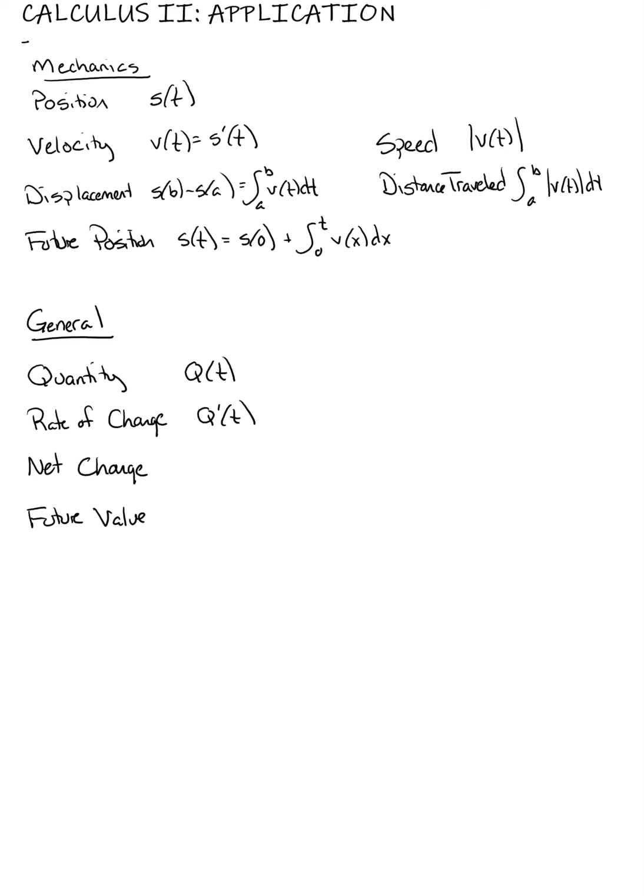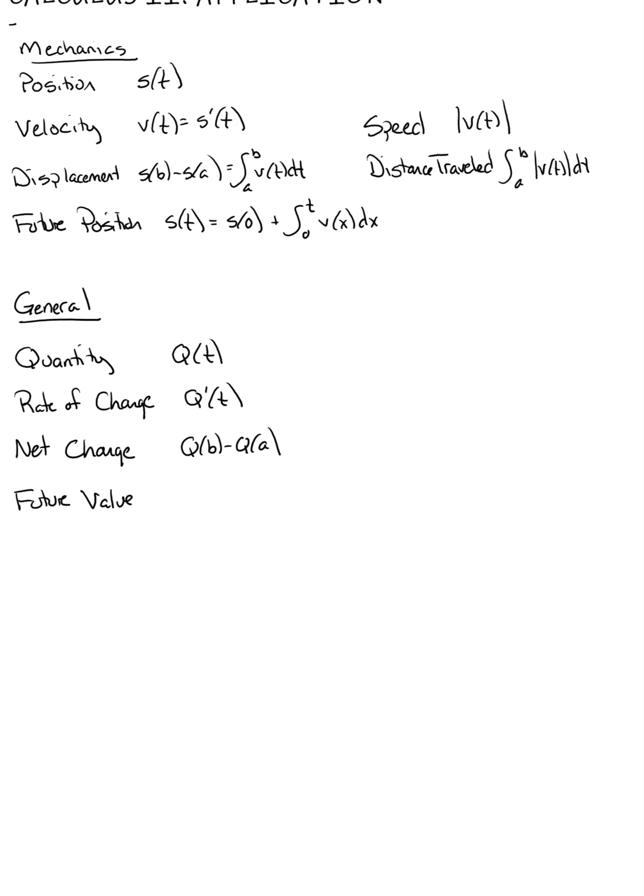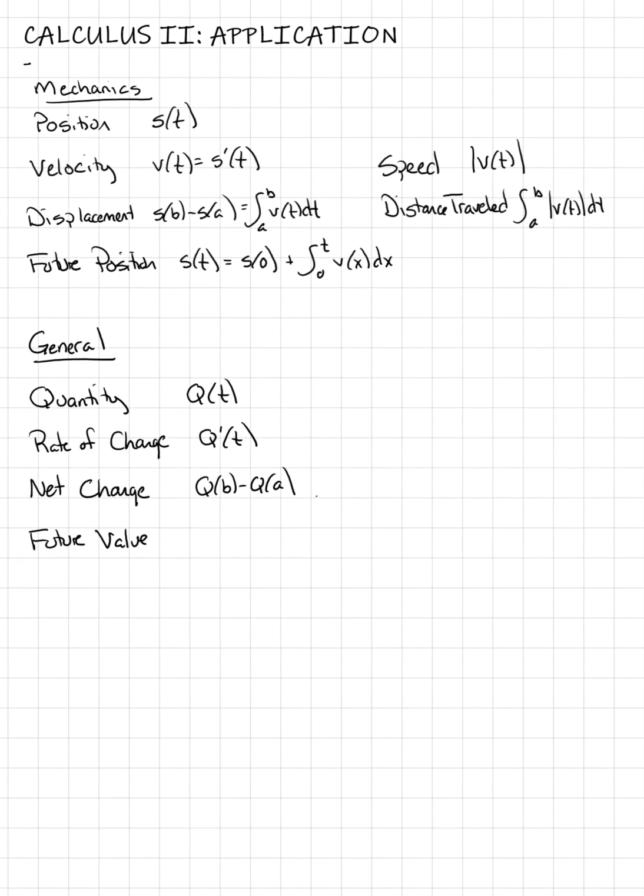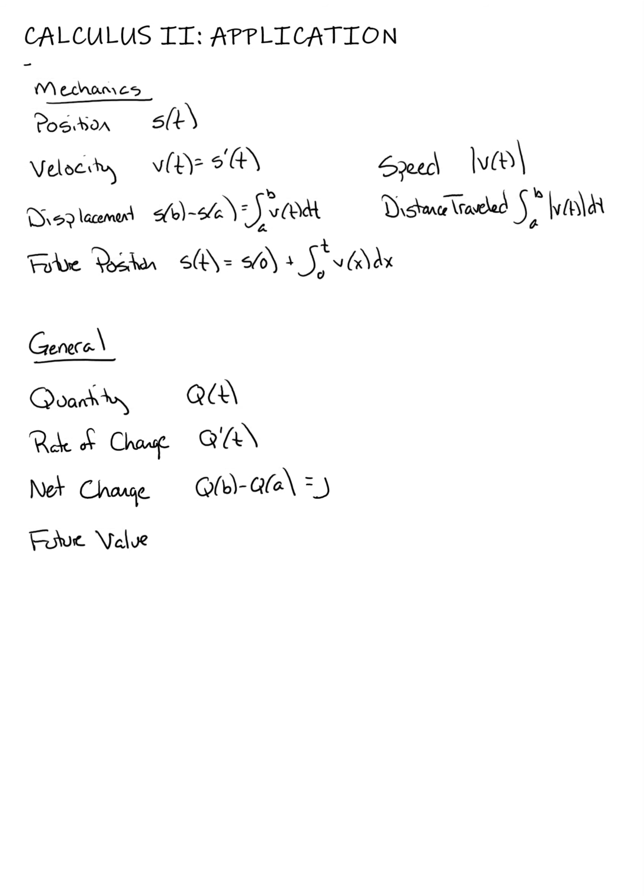And so the net change would be q of b minus q of a, so the final quantity minus the initial quantity, and again, by the fundamental theorem of calculus, we can write this as the integral from a to b of q prime of t dt. So again, following the mechanics equation at the top of the page.